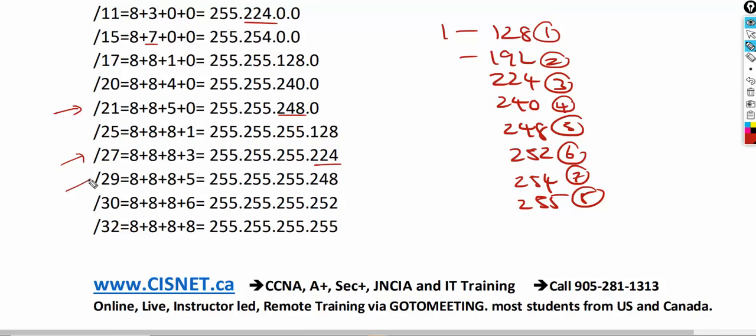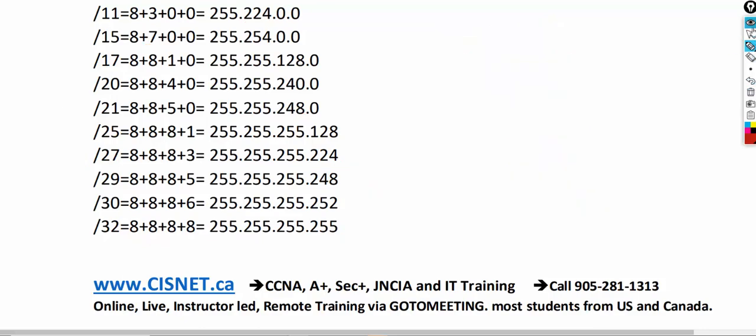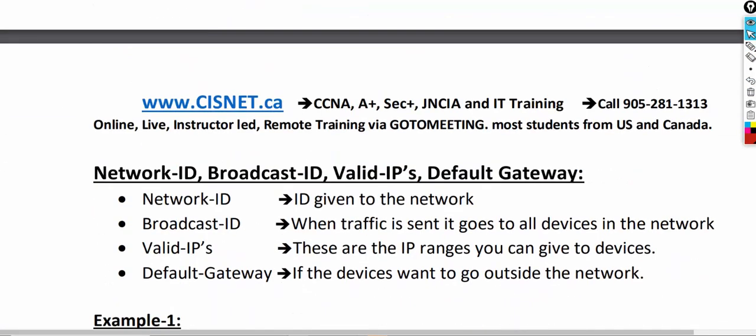So /29 is nothing but 8 plus 8 plus 8 plus 5. 5 is 248. /30 is 8 plus 8 plus 8 plus 6. 6 is 252. So guys, this is very important. You have to know when they give a CIDR notation, how to write the expanded notation and how to put the decimal number for that binary. Try to understand this one also. Let's do one more on the next slide, then we'll finish this lecture and start a different lecture.